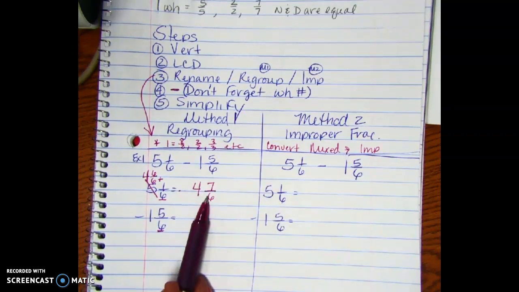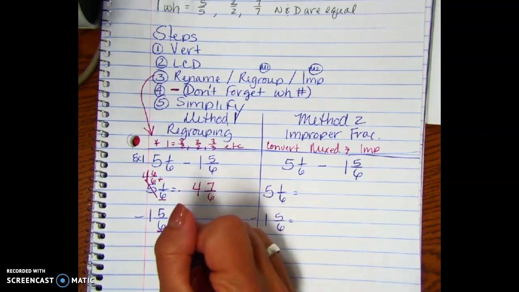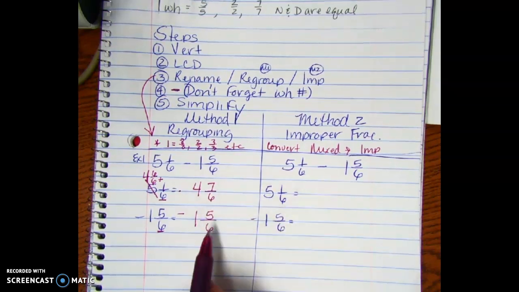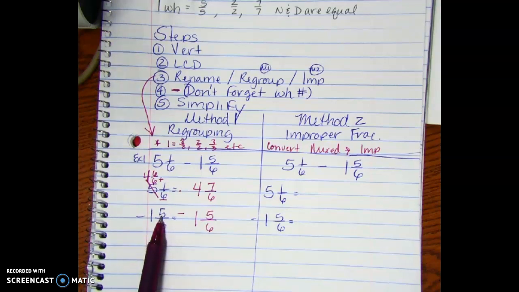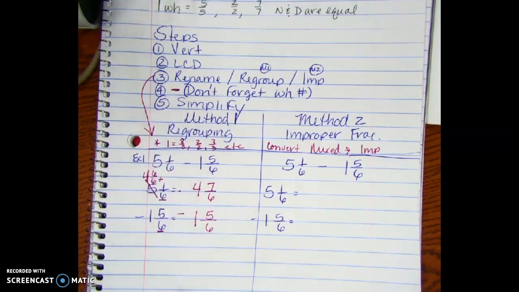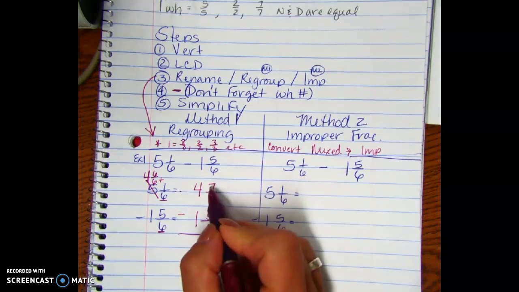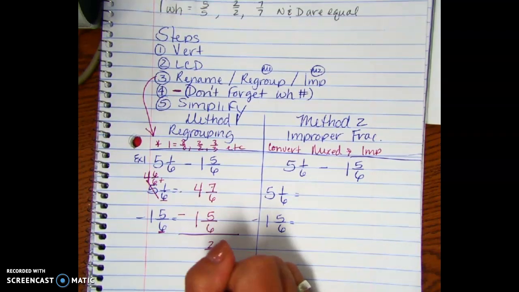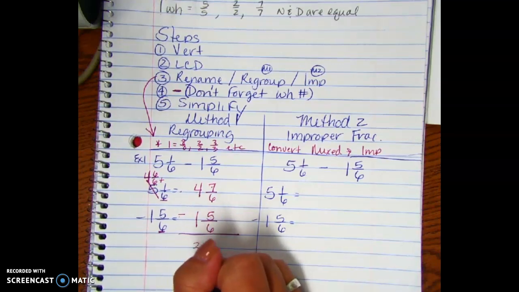I've regrouped. Nice. Now I just take my second number and I place it here, and now look and see. I can subtract 5 from 7, whereas before I could not subtract 5 from 1, because now I go on to step 4 and I can do my subtraction. 7 minus 5 is 2 over 6, my least common denominator. 4 minus 1 is 3.